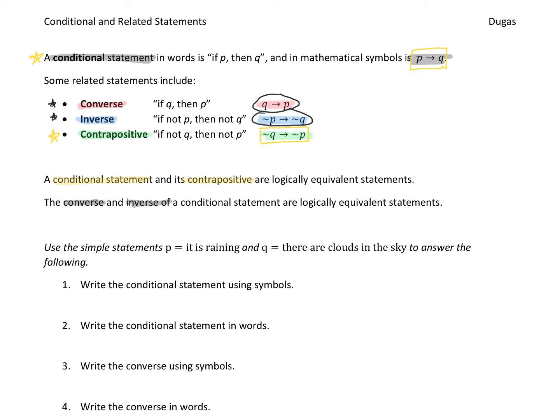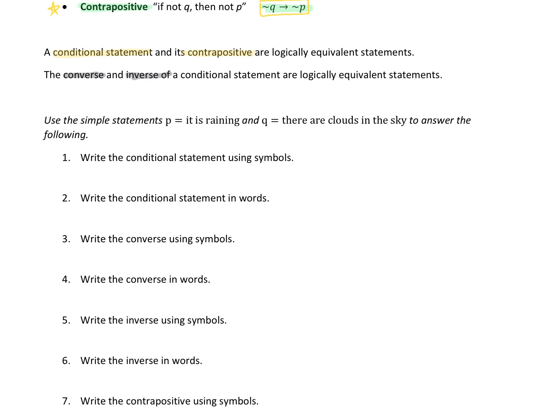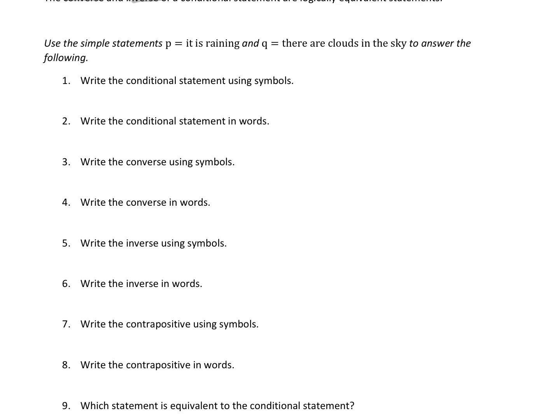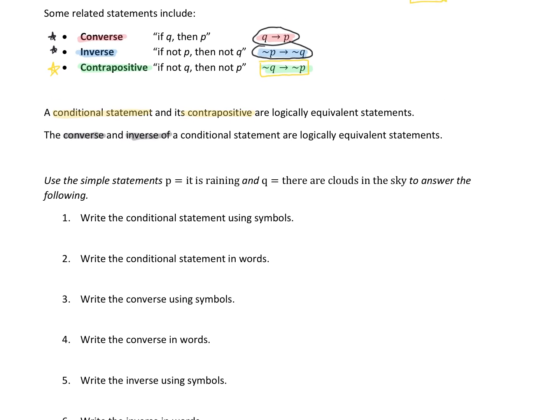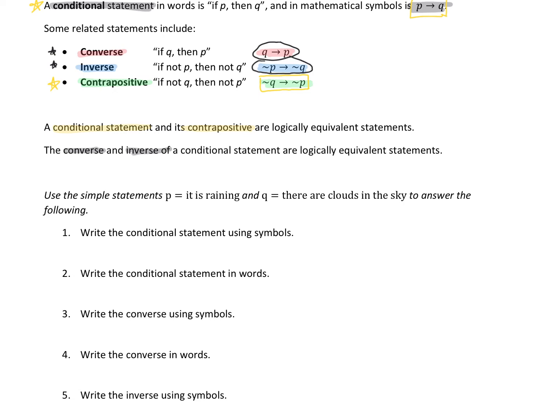So we're going to be given some statements and we're going to try to write each of the statements using symbols and in words. Okay, I won't be able to fit it all on here, so let's just start here. Use the simple statements P, it is raining, and Q, there are clouds in the sky, to answer the following. So number one, write the conditional statement using symbols. So that would be P implies Q. If P, then Q.